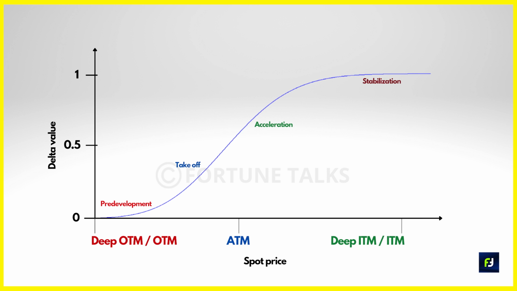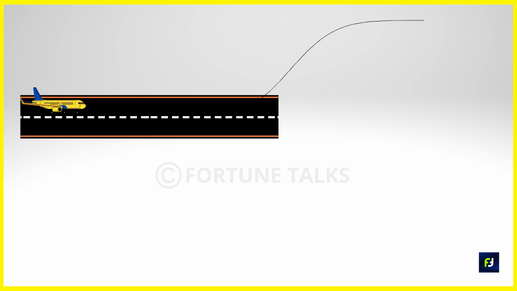Now the concept is same for both types of option contracts, so we will discuss it based on call options. Now there are 4 delta stages in the graph: pre-development, takeoff, acceleration and stabilization. Now let us look into each one of them. Trust me, this is easier than you expect, so stay with me on this. Before we move ahead with the discussion, let me give you an example. Think of this curve as the different stages of a flight.